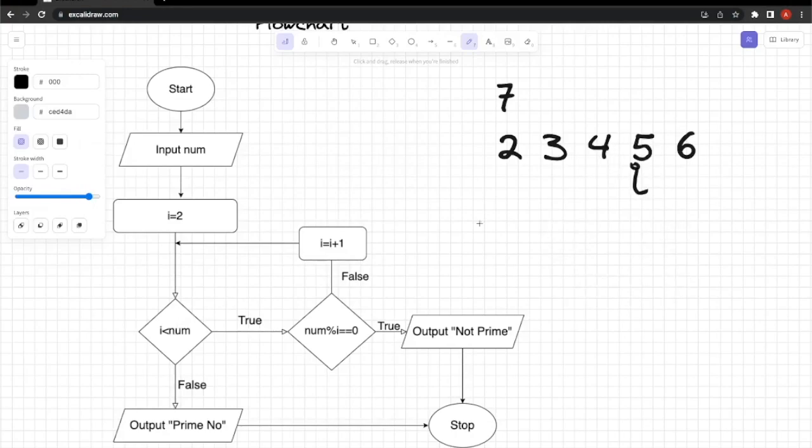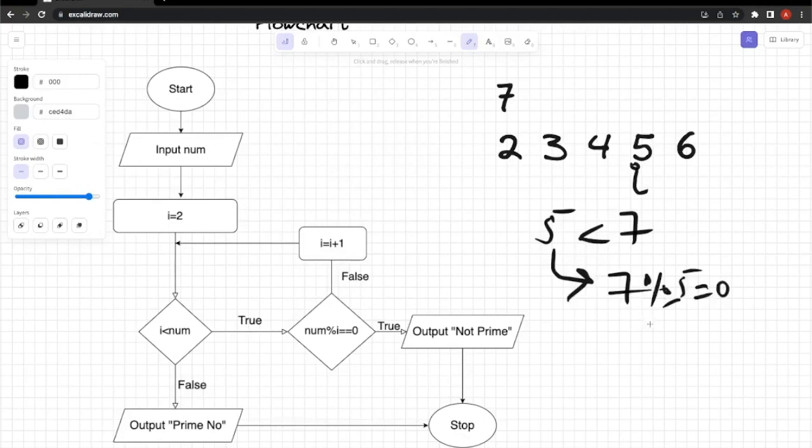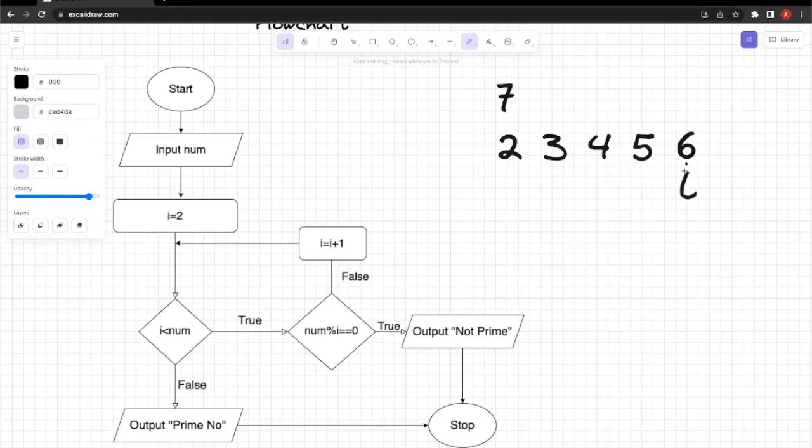Now check if 5 is less than 7 here in the condition. In the decision block, we'll take a decision. Check if 5 is less than 7. Yeah, 5 is less than 7. It is true. When we divide 7 with 5, is it equal to 0? Do we get the remainder 0? No, we don't get the remainder 0. Then we increment the counter. Now the counter is at 6.